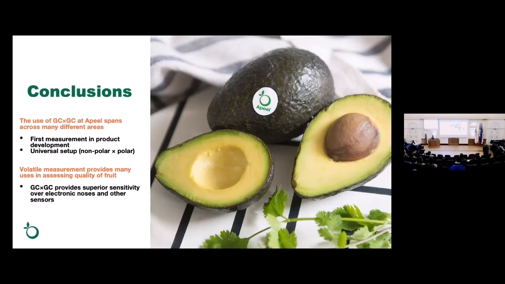And so that's basically a few of the applications that we've been using GC-GC with at Apeel. It spans across all different areas within the business. It's our first measurement in product development. And we really just kept with this universal setup using the non-polar polar column choice. Also, volatile measurement is just proving to be very useful in assessing fruit quality, and GC-GC has really enabled us to understand a lot more of what is actually going on.